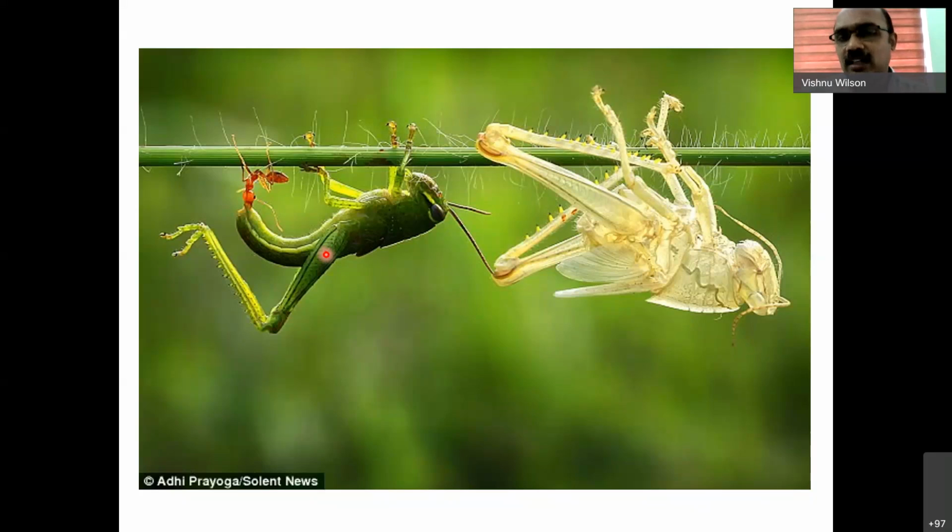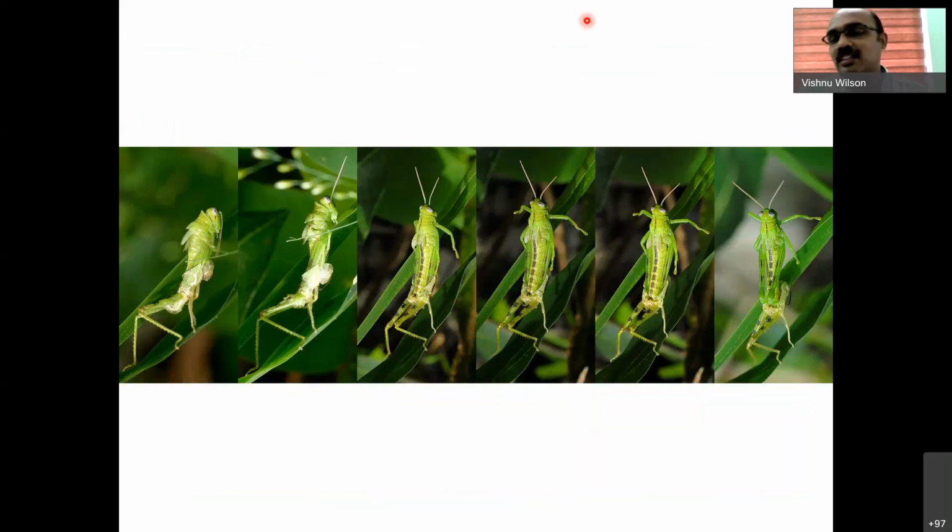I will share a YouTube video. You can see how it happens. This is a stage by stage process wherein you can see how a molting occurs. See, slowly, the grasshopper is shedding its old cuticle and it is coming out of the old cuticle, and the old cuticle is discarded.